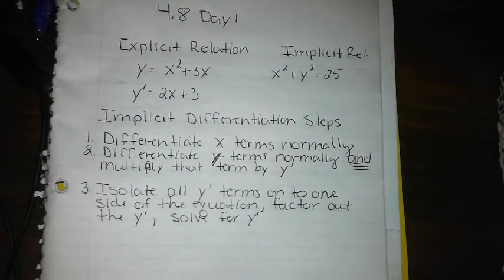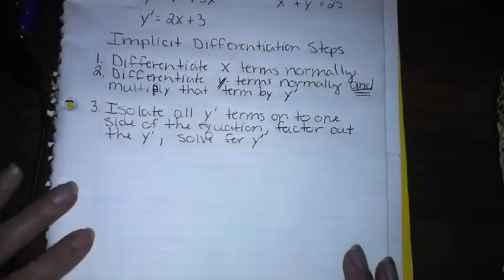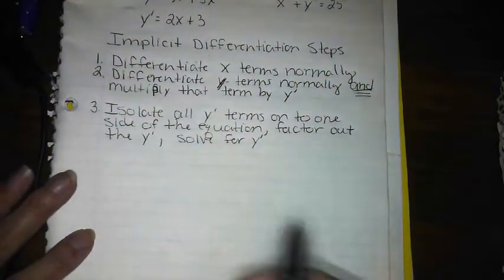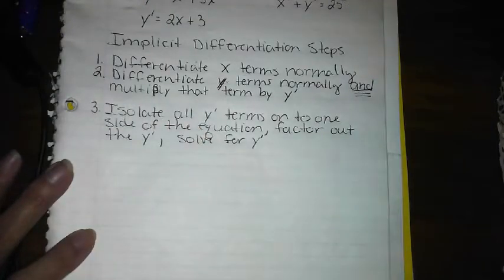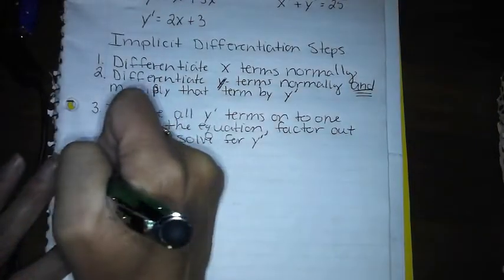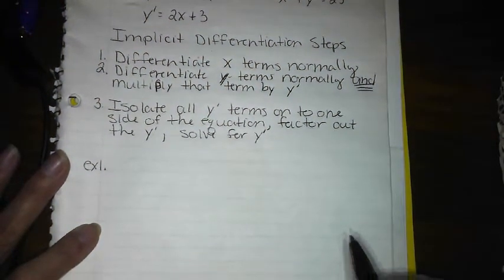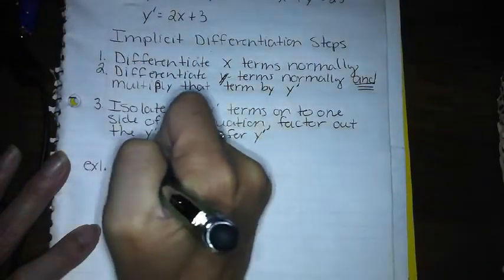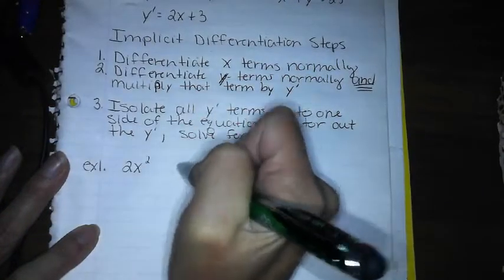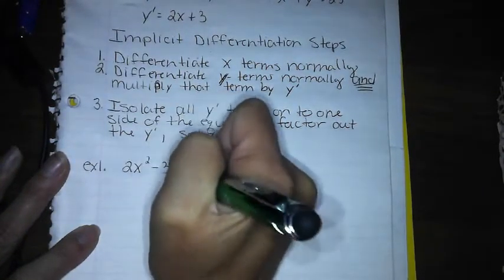So let's take a look at doing one implicitly, and we'll compare it to the explicit and show that they do come out the same. So this one will be a little extra work, but then I'll have done my job and shown you that they're the same. So our first example, let's start with the implicit relation 2x squared minus 3y squared equals 5.